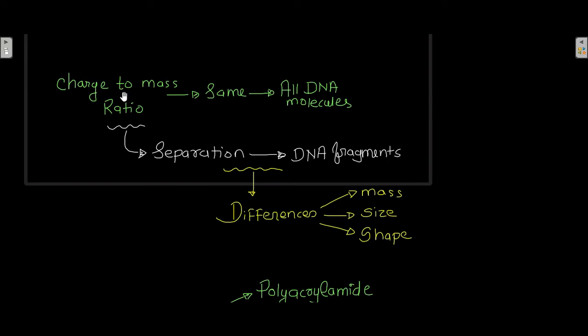Now, the charge to mass ratio is the same for all DNA molecules, and that is the reason why the separation of DNA fragments occurs on the basis of the differences in their mass, size and shape. Why? Because the charge to mass ratio is the same for all the DNA molecules.